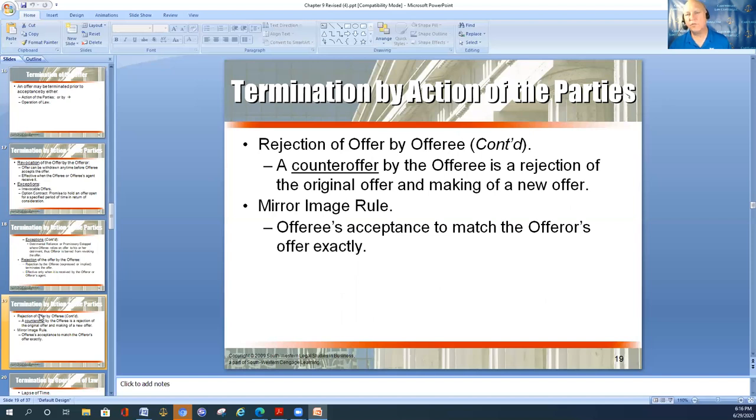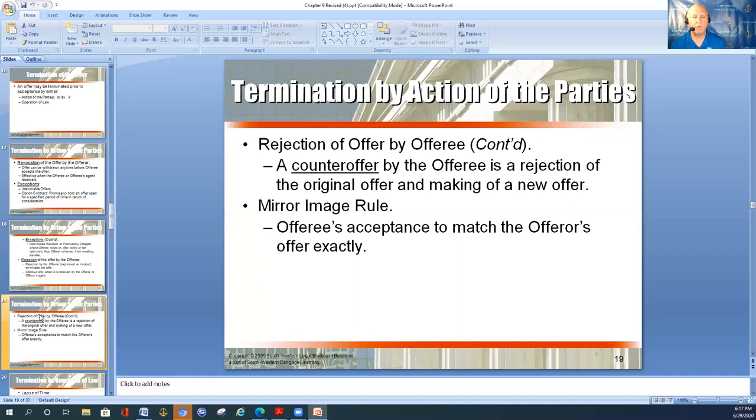And the mirror image rule says, hey, if you're trying to accept the offer, you've got to do so by matching the offer exactly with your acceptance. Now, what does that mean? Well, this is what it means. I'm sitting here tonight and I've got a Dell Ultrabook laptop in front of me, and I've got a Fujitsu ScanSnap scanner beside me.